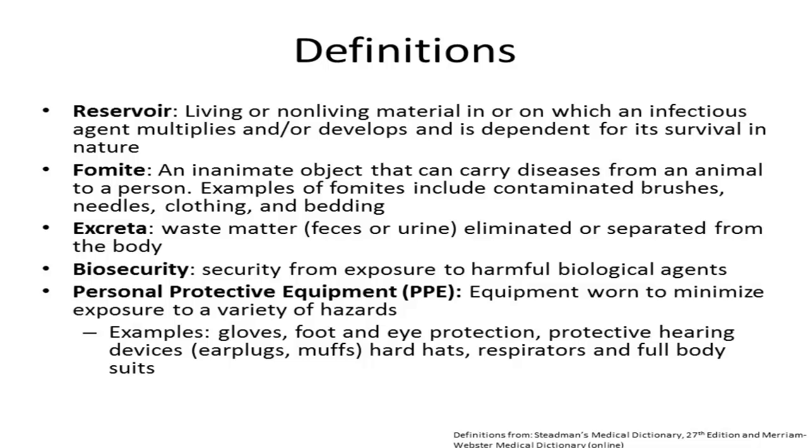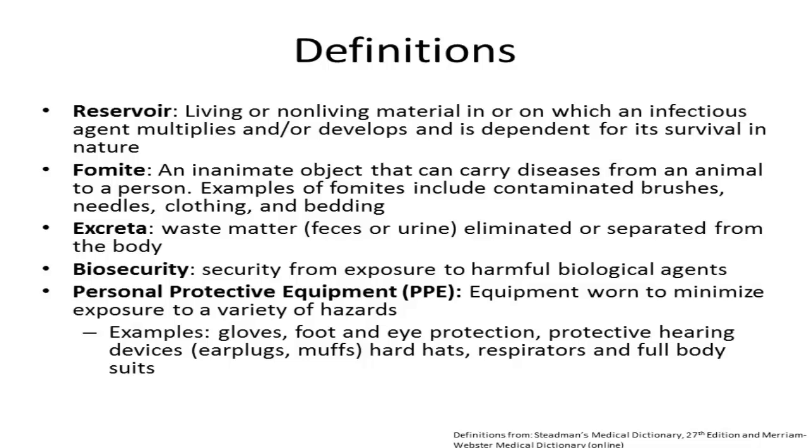Along with getting diseases from the disease reservoir, it is also possible to contract disease from fomites. A fomite is an object that carries disease from an animal to a person. Things such as contaminated brushes, needles, clothing, and bedding are all considered fomites. Excreta is waste matter that is eliminated or separated from the body, such as feces or urine, and is a common source of infection.